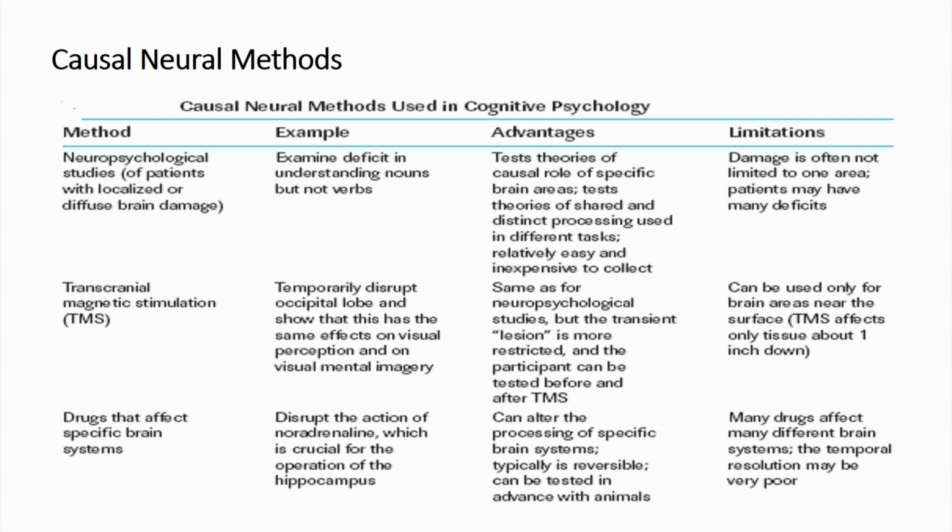The advantages of this method are testing theories of the causal role of specific brain areas, testing theories of shared and distinct processing used in different tasks, and it is relatively easy and inexpensive to collect.